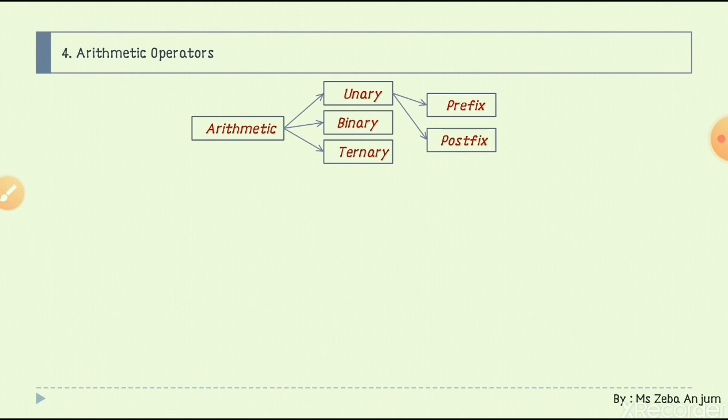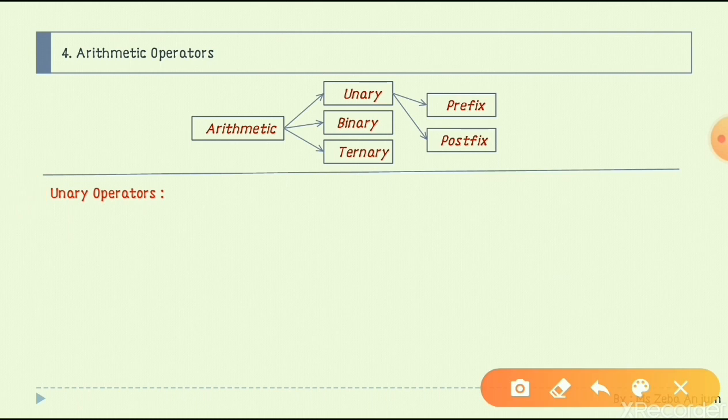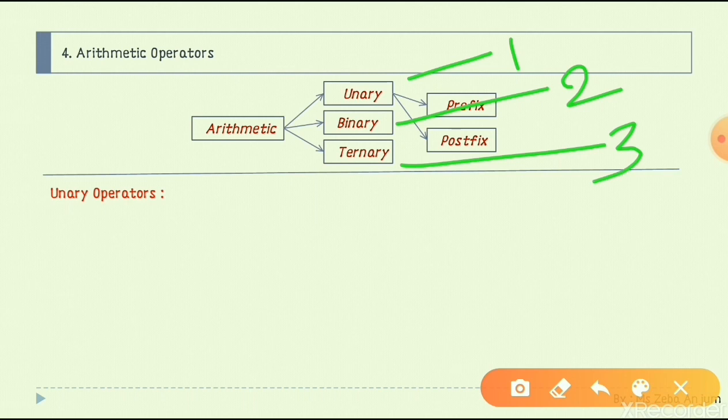We have seen arithmetic is divided into three parts: unary, binary, ternary. Unary is broadly categorized into only prefix and postfix. So let us start with the unary operators. Basically, when we talk about unary, binary, and ternary, we are talking about the number of operands. In unary, one operand will be there. In binary, two operands will be there. In ternary, we can have three operands. So unary, binary, ternary comes from 1, 2, 3 and the number of operands on which the operation is being performed. So again, in unary operators, we see only one operand.